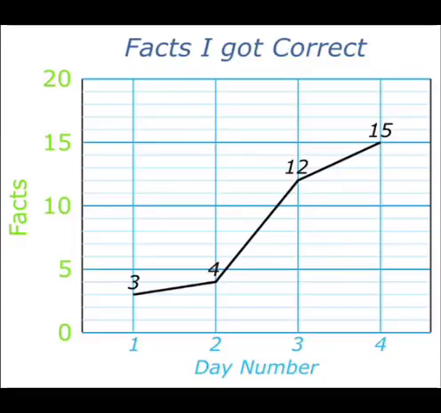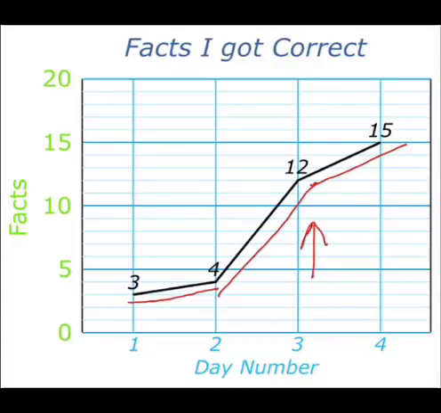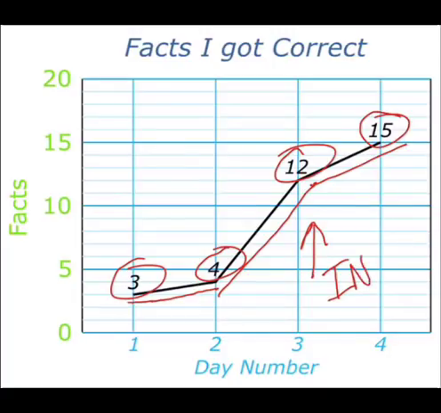Now I want you to notice that this graph, the person starts at 3, goes up to 4, then goes up to 12, and then goes up to 15. So is this graph increasing or decreasing? It is going up. The numbers are getting bigger as you go, which means it is increasing.